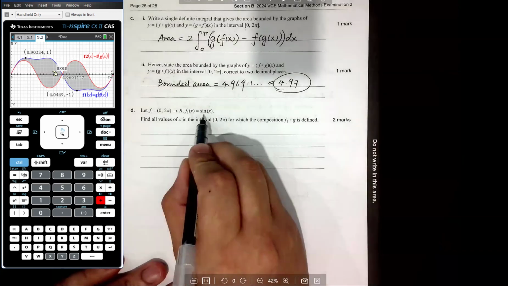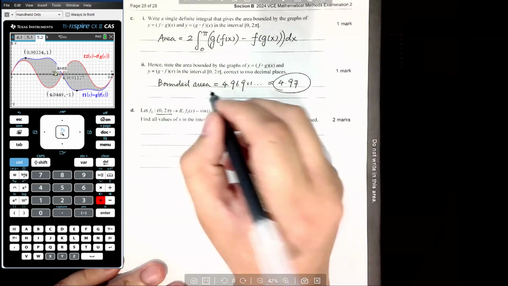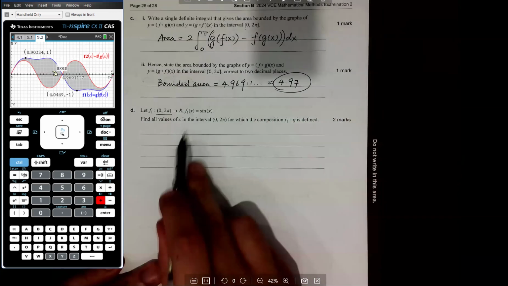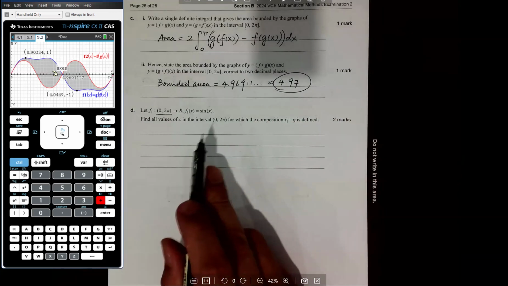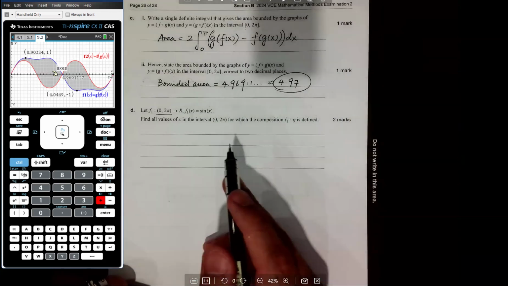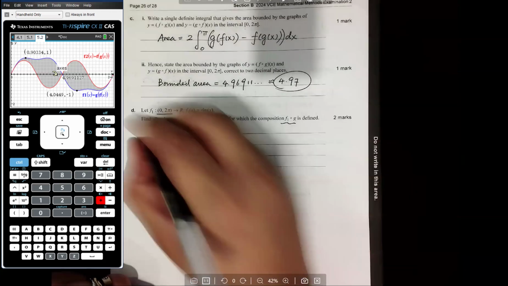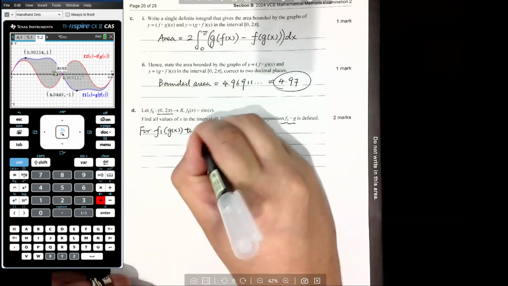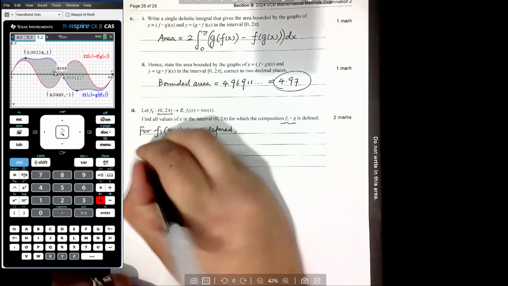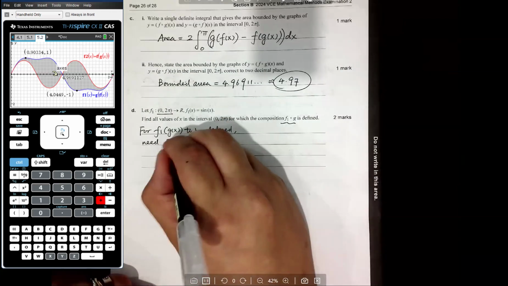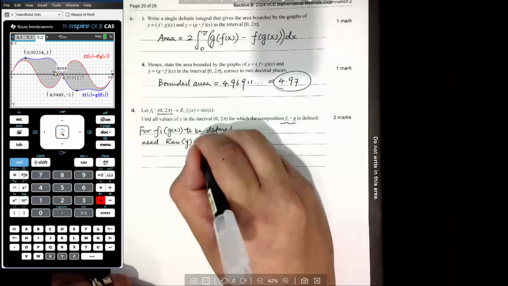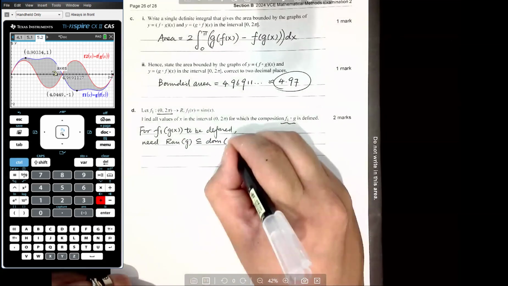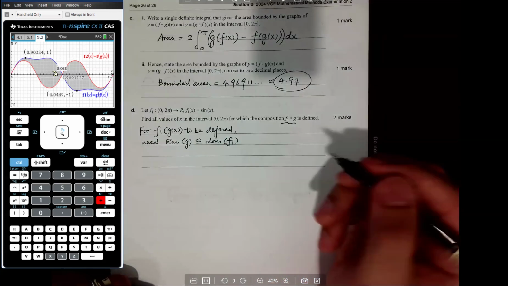And finally, if I look at this part, f1 of x equals sine x between 0 to 2 pi. Of course, we can take a smaller restriction bit. For example, find all values of x in the interval 0 to 2 pi for which the composition f1g is defined. How does that work? For f1g of x to be defined, we need the range of g to be a subset of the domain of f1. Okay, so what is the range of g?